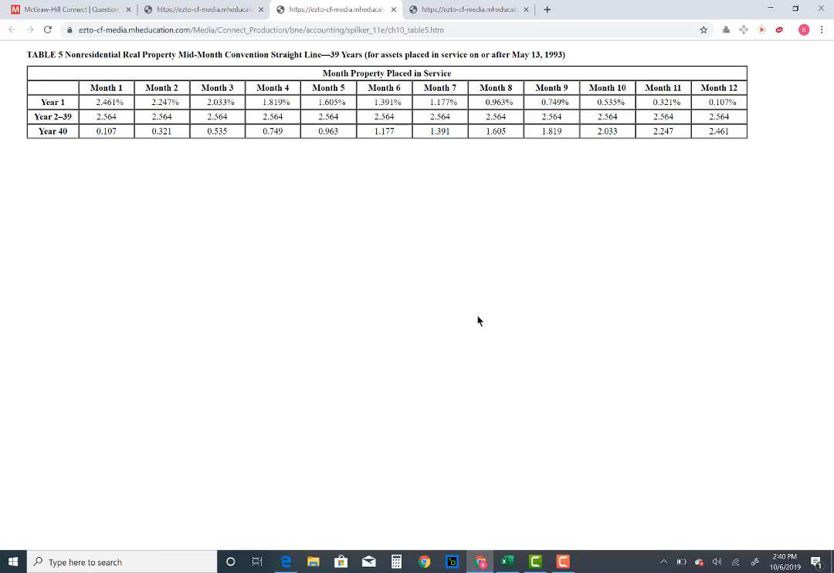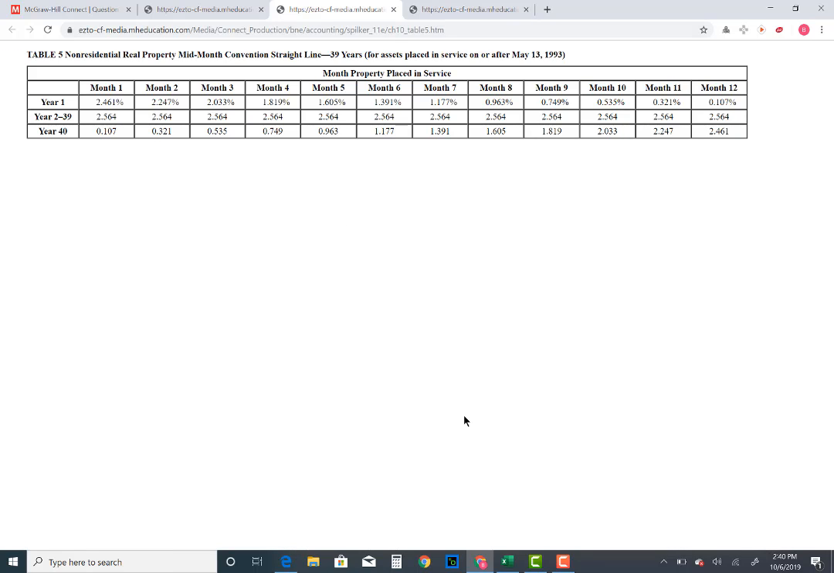So we bought this in 2019. Notice this little caveat here. This chart is for assets placed in service after May 1993. So if we're doing depreciation for something bought before 1993, we'd use a different chart. That's not going to really affect us here. We're in the correct chart.